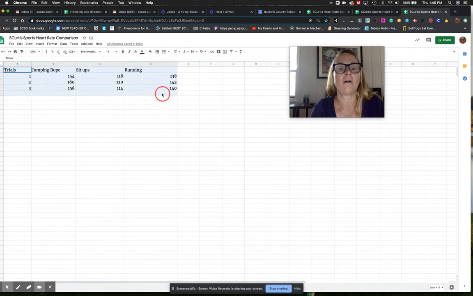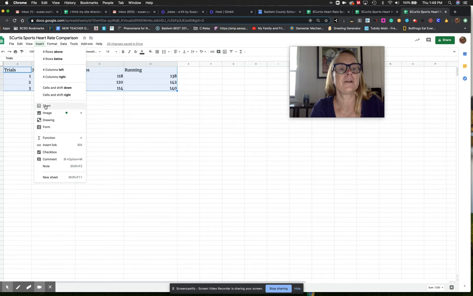Now, select all of that, highlight it. Then you're going to go up to Insert, and you're going to choose Chart.